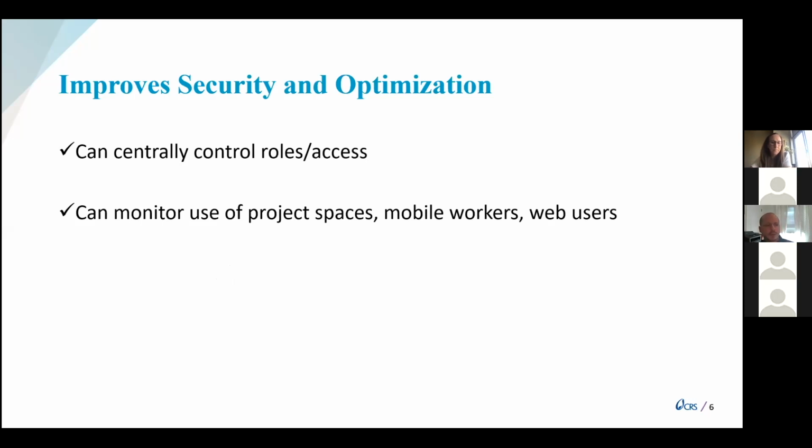And lastly, something that we've learned the hard way is we really needed to double down on improving our security and optimization. I won't go into the details here, but we had an incident several years ago, actually on another platform. And it really made us do some soul searching about how we managed our platforms, and really drove us to more centralized management of our platforms. And so what we can do and do is control roles and access to CommCare centrally. And as I mentioned earlier, we can also monitor the use of project spaces, mobile workers, and web users to make sure that they're optimally used.